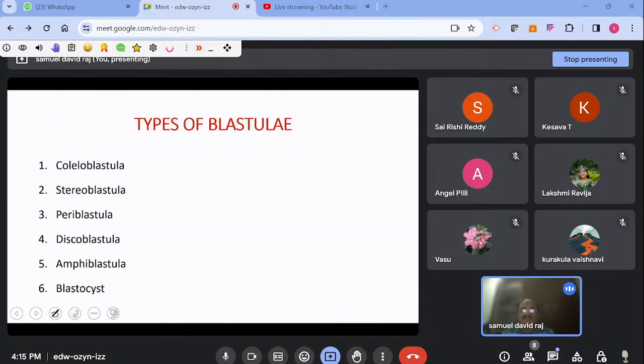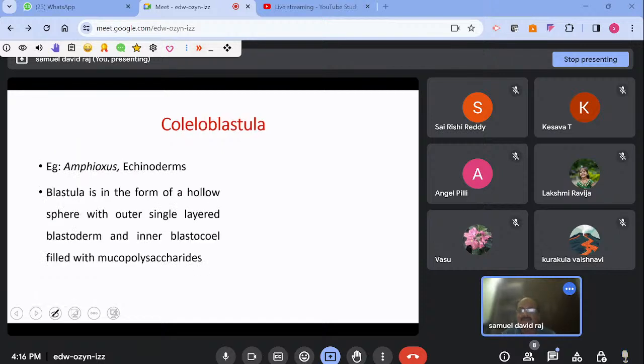So we have seen the blastulation process which results in different types of blastulae. There are six types of blastulae: coeloblastula, stereoblastula, periblastula, discoblastula, amphiblastula, and blastocyst. So within 5 minutes we are going to close it. Coming to the coeloblastula.